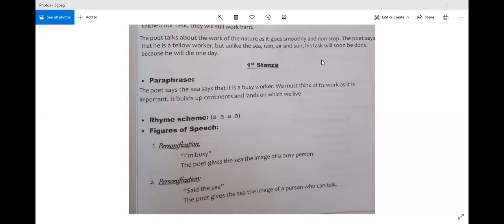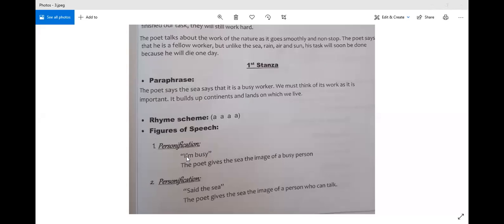When the poet gives an object, like, speaks as it's a person. Perfect. Yes, where the poet gives a non-living thing or an object the characteristics or the qualities of a human. Okay. So let's see here, Ra'a. I am busy. Okay. Who was speaking in the first stanza, guys?